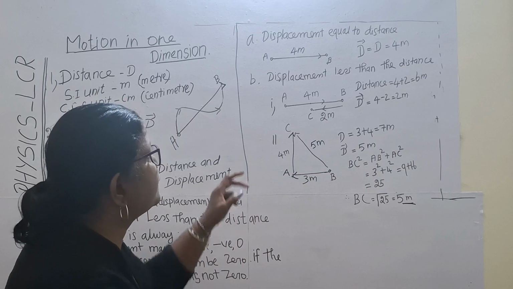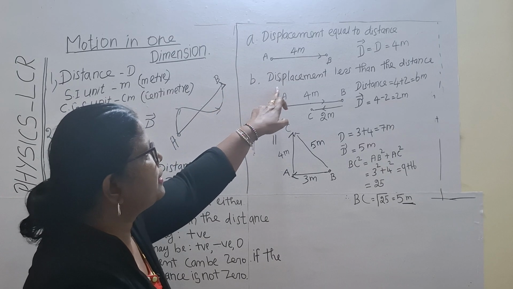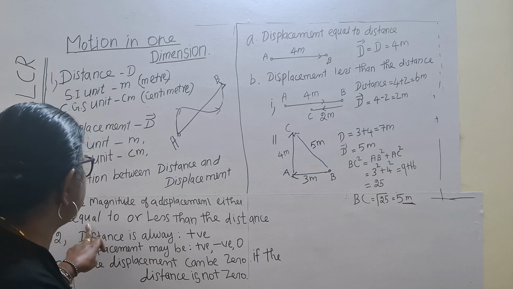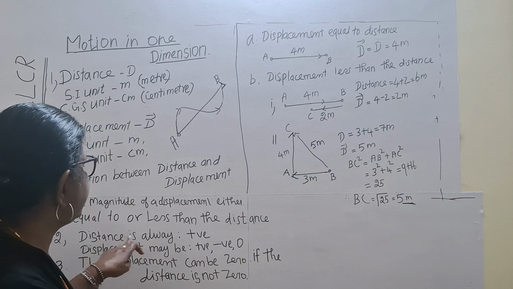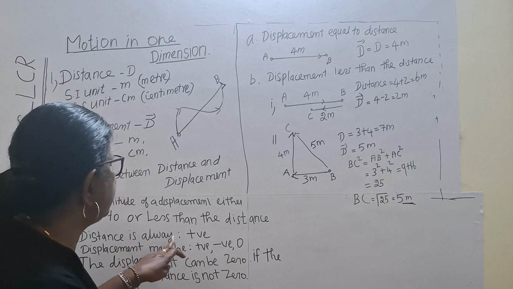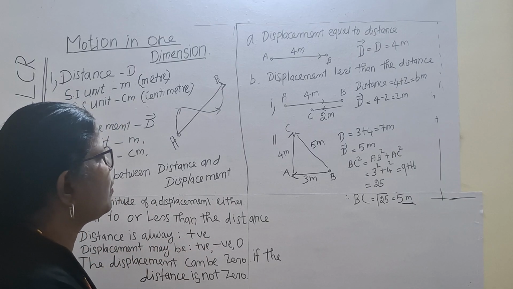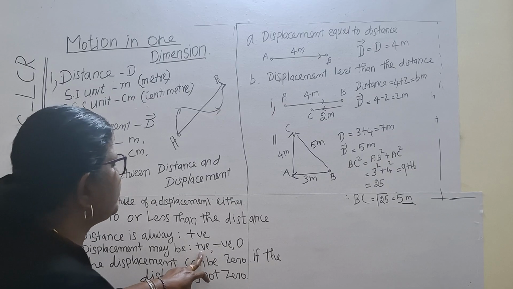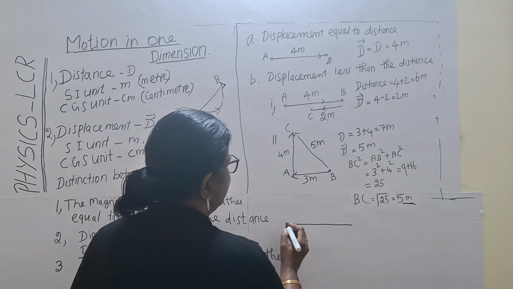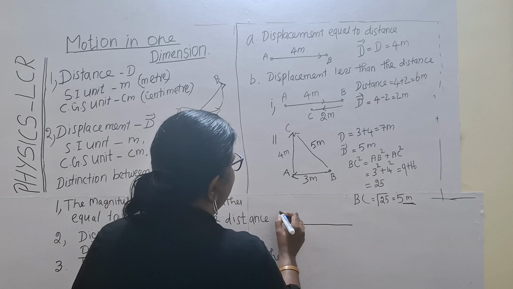Okay. So the first one is displacement equal to distance, then displacement less than distance. Here, just see, distance is always a positive value, while displacement can be negative or 0. How can it be positive? Just see the body moving from here to here. We are considering 4 meter as a positive value.